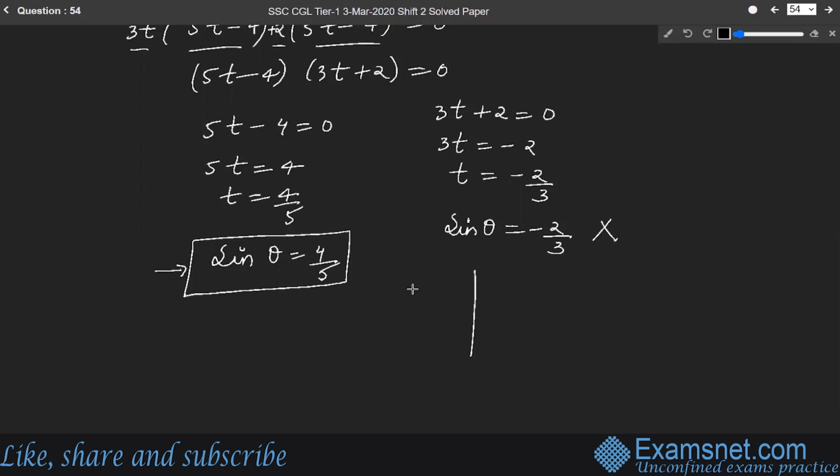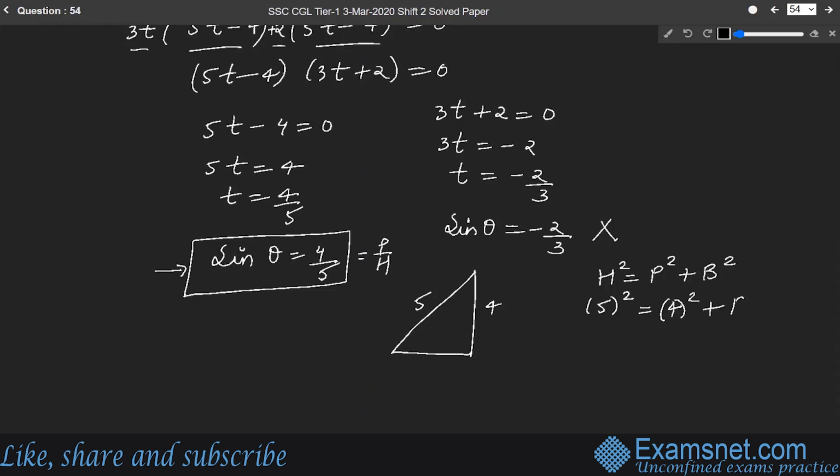Okay. So consider a right angle triangle here. What is sine theta? Sine theta is perpendicular upon hypotenuse. It means that perpendicular is 4 and hypotenuse is 5. Now by using the Pythagoras theorem, which is hypotenuse square is equal to perpendicular square plus base square, we can find the value for base. Hypotenuse square means 5 square, because 5 is the hypotenuse, is equal to perpendicular square. What is perpendicular? 4. So 4 square plus base square.